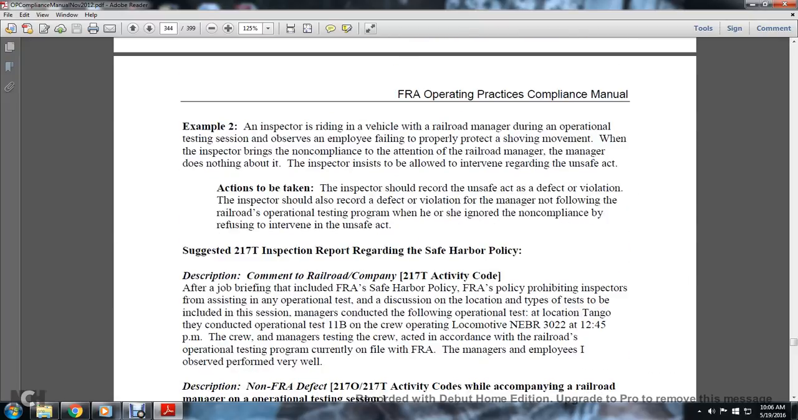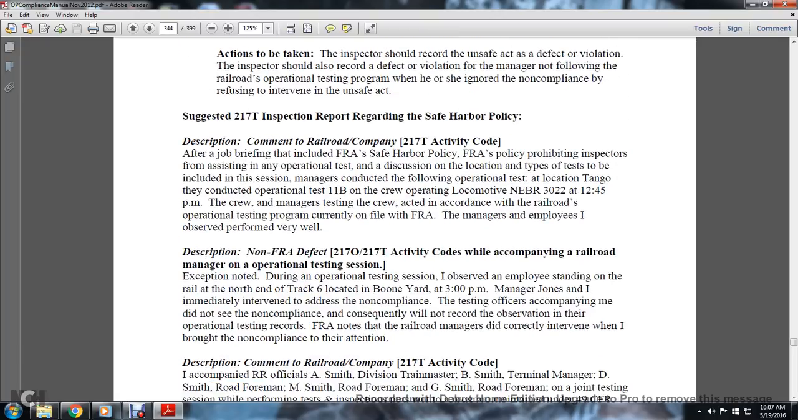Example 2. An inspector is riding in the vehicle with the road manager during an operational testing session. The inspector observes an employee failing to properly protect a shoving movement. When the inspector brings the non-compliance to the attention of the railroad manager, the manager does nothing about it, and the inspector insists on being allowed to intervene regarding the unsafe act. Actions to be taken: the inspector should record the unsafe act as a defect violation. The inspector should also record a defect violation for the manager not following the railroad operational testing program when he or she ignored the compliance and the intervening unsafe act.